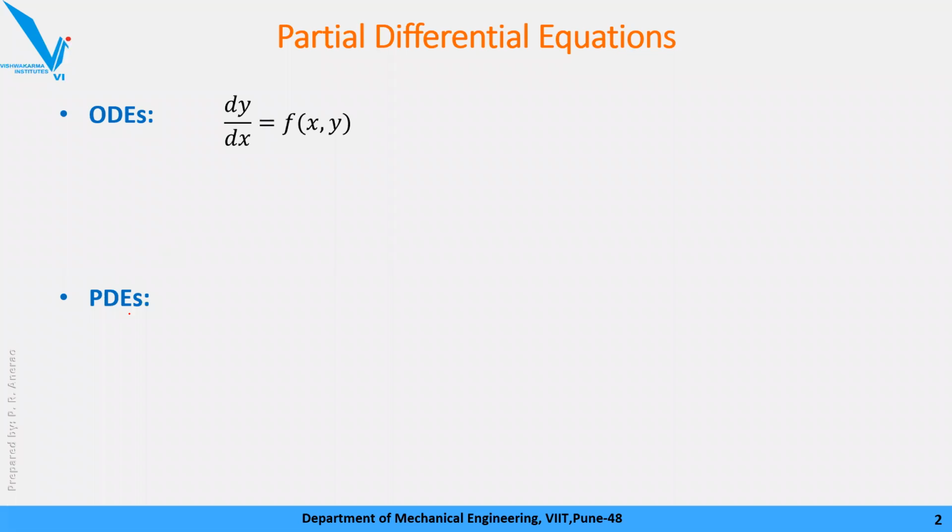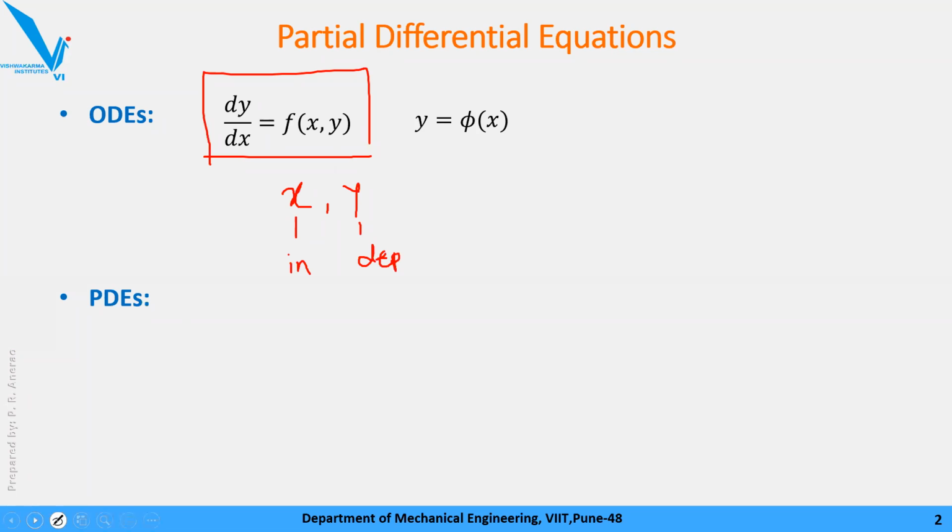So we were discussing ordinary differential equations in the previous chapter. You have seen this is the form of an ordinary differential equation. Here you will find there are two variables x and y, out of which x is the independent variable and y is the dependent variable. So y can be written as a function of x.